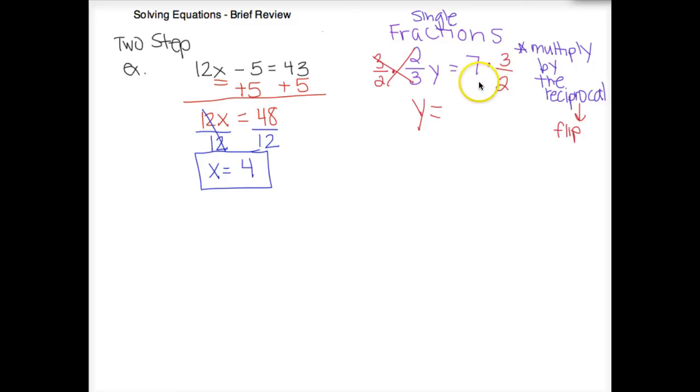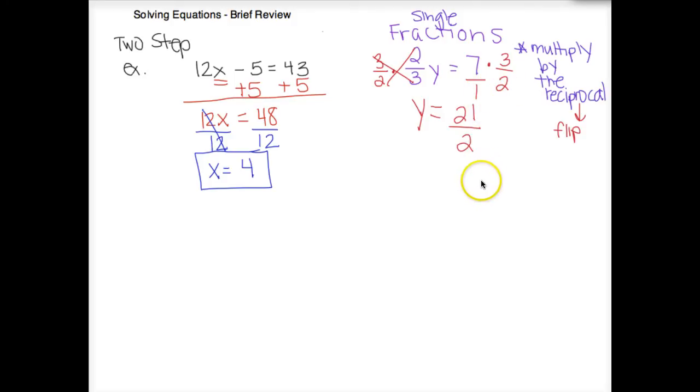without the help of your calculator is how to multiply fractions times each other. When we multiply fractions, it's numerator times numerator, denominator times denominator. So here, since there was no denominator, it's understood that the denominator is 1. So when I go to multiply 7 times 3/2, I do top times top, numerator times numerator, which is 21, and then bottom times bottom, 1 times 2 is 2.